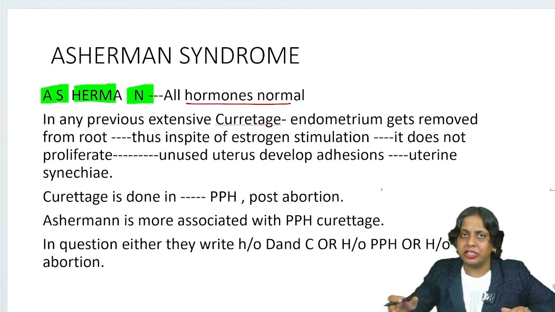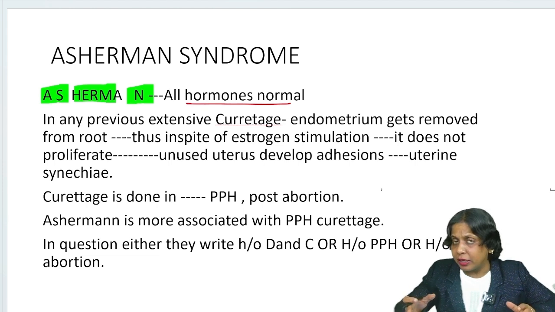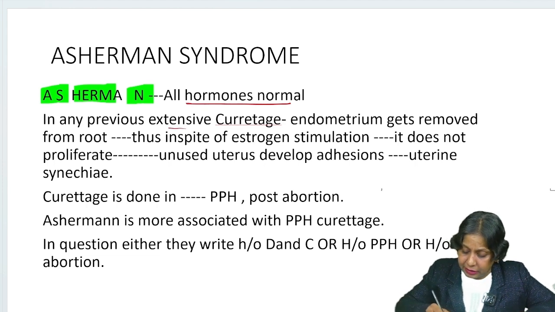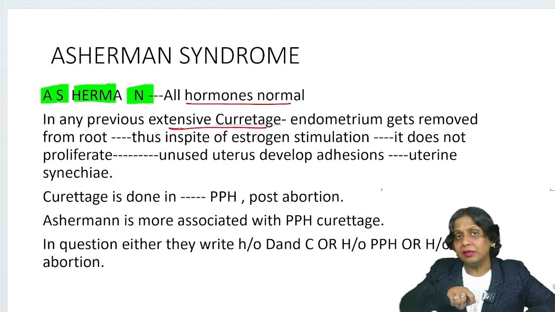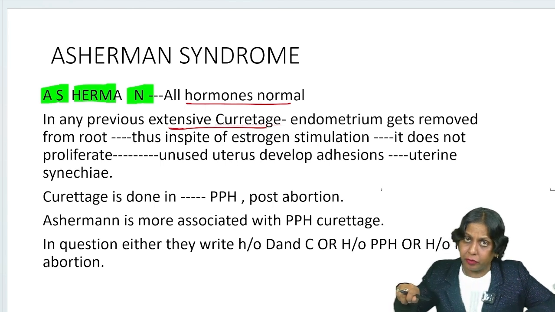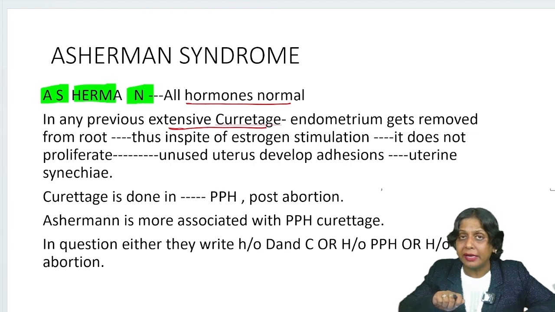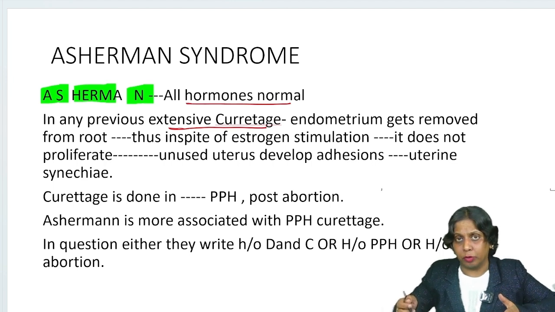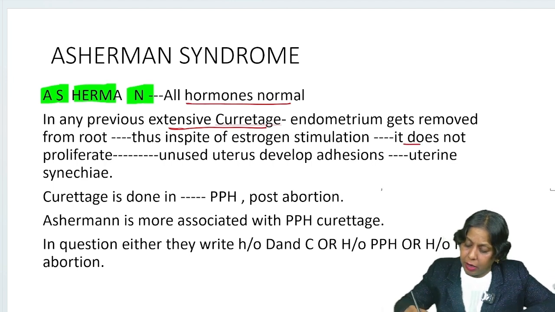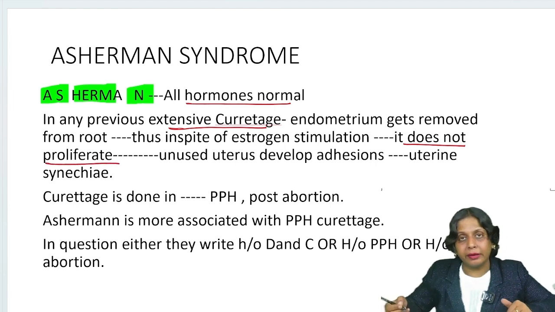Why are there adhesions in the uterus? Whenever it is iatrogenic, whenever any doctor does an extensive curettage, during the extensive curettage the endometrium gets deroofed, gets removed from the root. Okay, so now when the endometrium has been removed from the root, in spite of estrogen stimulation, this endometrium will not proliferate. So the patient lands up in amenorrhea.